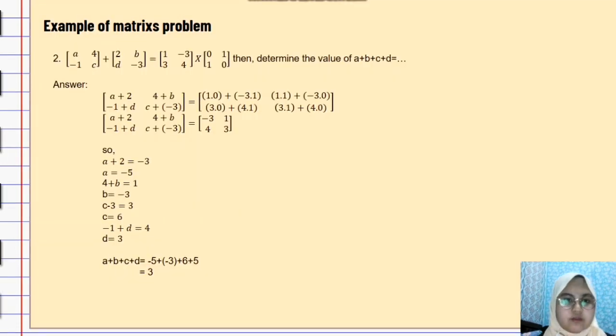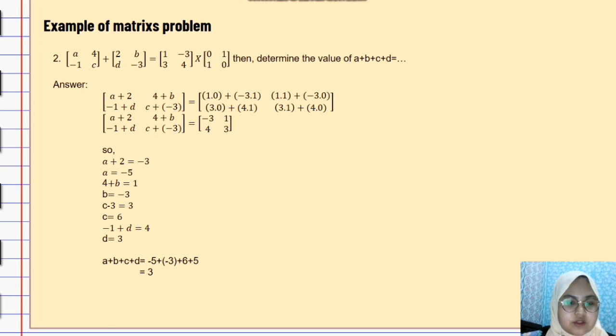Next, example of matrix problem number 2. The brackets A 4 minus 1 C plus the brackets 2 B D minus 3 equal the brackets 1 minus 3 3 4 times the brackets 0 1 1 0. Then determine the value of A plus B plus C plus D. Answer.